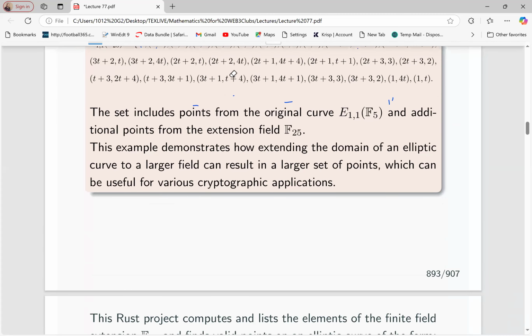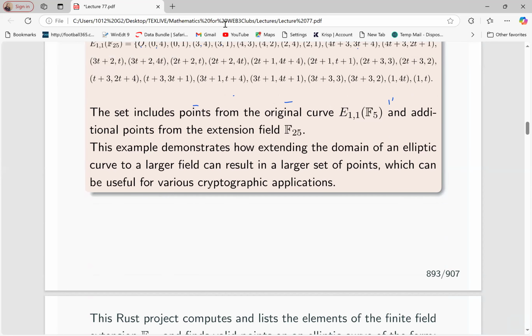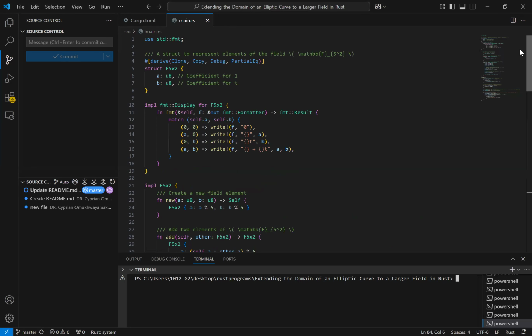Now, let me show you my code, so that you learn how to use your code. You have my elliptic curve. You can always extend it so that your elliptic curve has as many points as possible by using the knowledge of field extension.